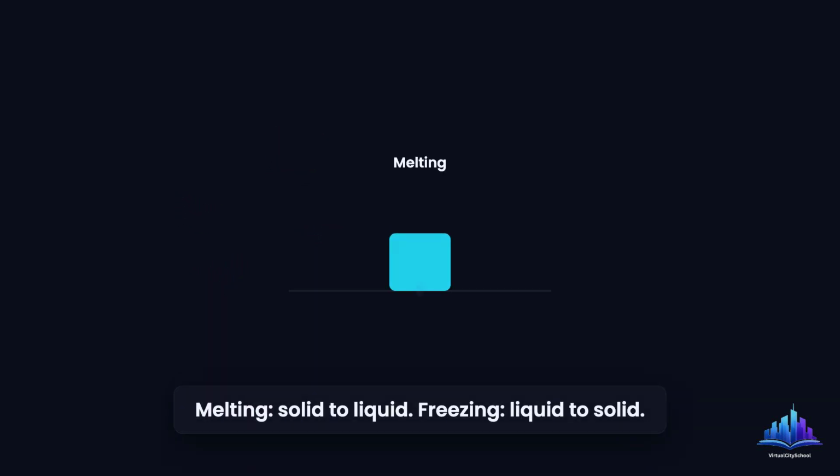Leave that ice cube on the counter on a warm day, and it melts into a puddle as the particles absorb heat energy and break free of their fixed positions in the solid structure. Put that puddle of water back in the freezer, and it locks solid again as the particles lose energy and slot back into a fixed pattern. This back and forth between melting and freezing happens at exactly the same temperature, 0 degrees Celsius for water, which chemists call the melting point.